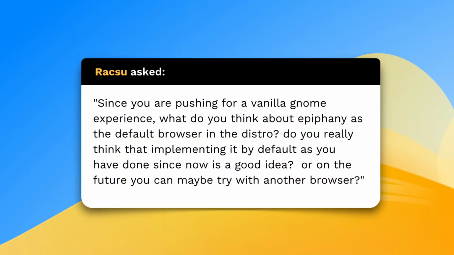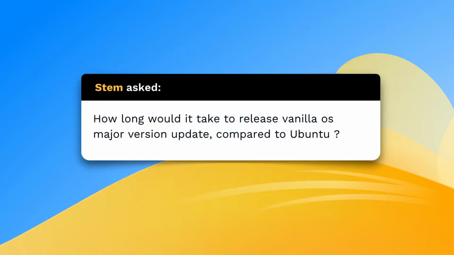Since you are pushing for a vanilla GNOME experience, what do you think about Epiphany as the default browser in the distro? Do you really think that implementing it by default as you have done since now is a good idea? Or in the future you can maybe try another browser? Our intention is to provide only GNOME Core and Circle and vanilla applications, to provide a consistent user experience. How long would it take to release VanillaOS major version update compared to Ubuntu? Our intention is to deliver new versions of VanillaOS as close to the official Ubuntu release as possible.